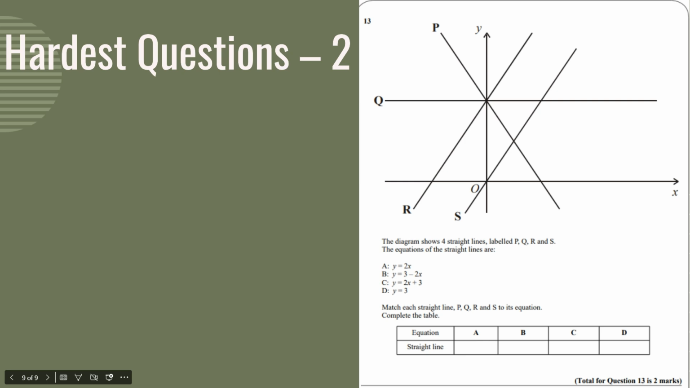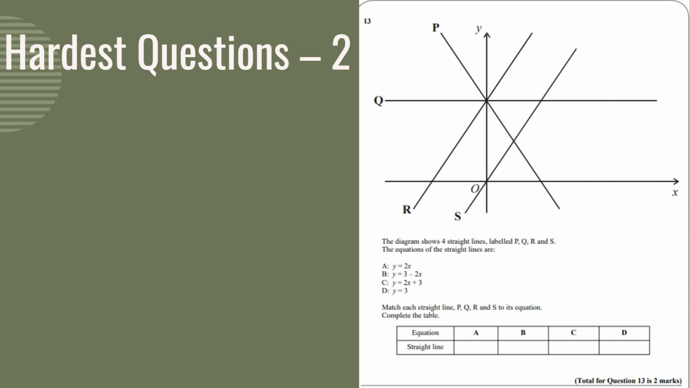Here's another hardest exam question to have a go. Have a go, pause the video, and unpause. So, the diagram shows the 4 straight lines labelled P, Q, R, and S. The equation of the straight lines are A, y equals 2x, B, y equals 3 minus 2x, C, y equals 2x plus 3, and D, y equals 3. Match each straight line P, Q, R, and S to its equation. Complete the table. So, let's first start with A.